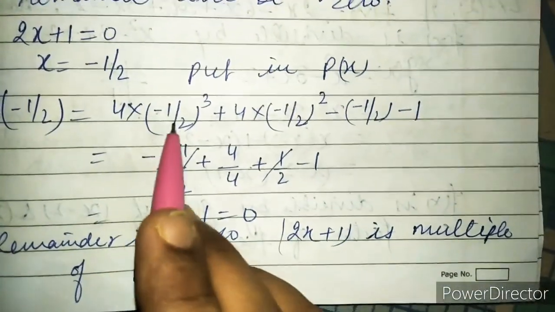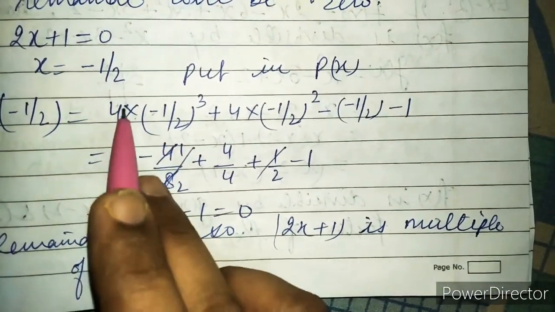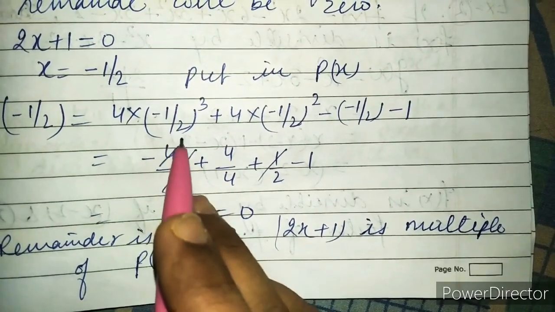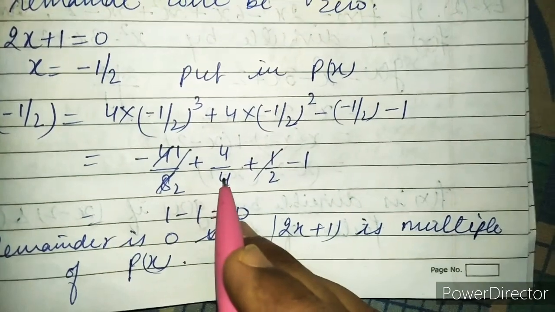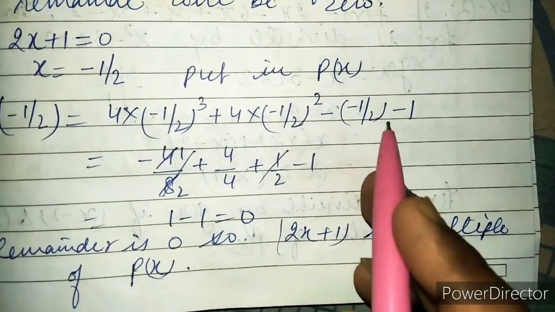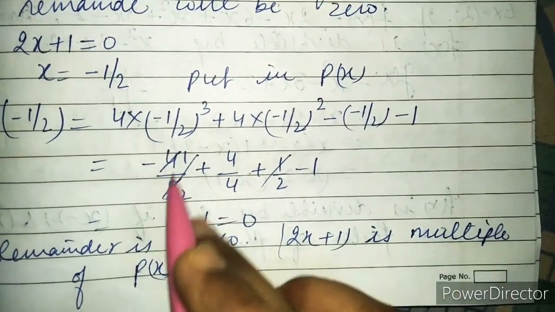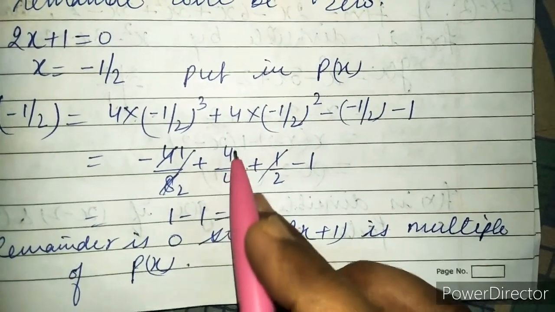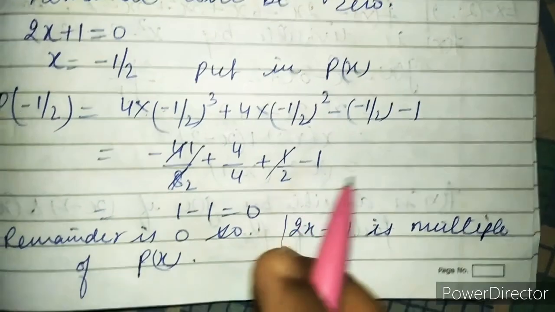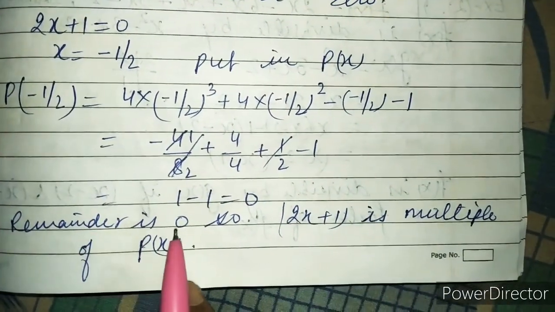What we will get: minus 1 upon 2 cube becomes 4 into minus 1 upon 8, minus 4 upon 8, and this plus 4 upon 4 becomes 1, then minus 1 upon 2 and minus 1. The 4 upon 4 gives 1, minus 1 upon 2, plus 1 upon 2 cancel, and 1 minus 1 is 0. You can see that the remainder becomes 0.